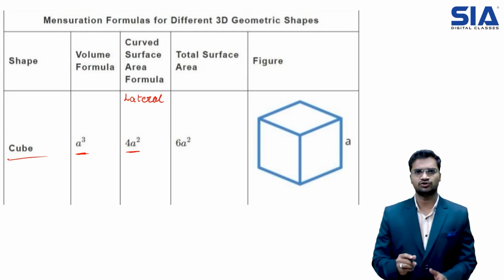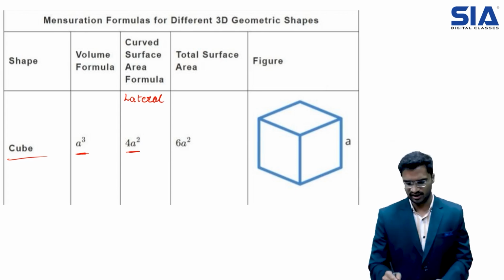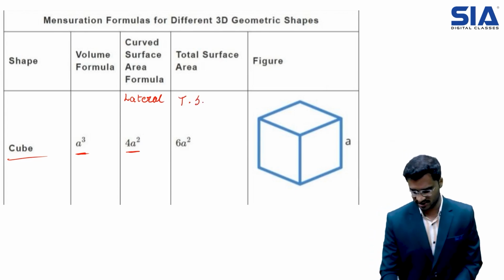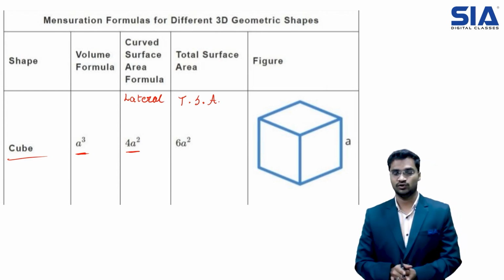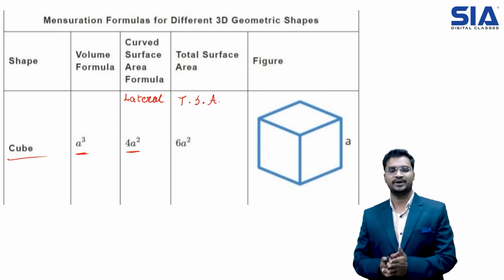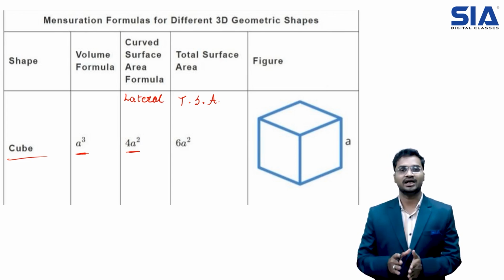Curved surface area is also called what? Lateral surface area. So lateral surface area is 4a square, and the total surface area, TSA, is 6a square. Total surface area is what? 6a square.